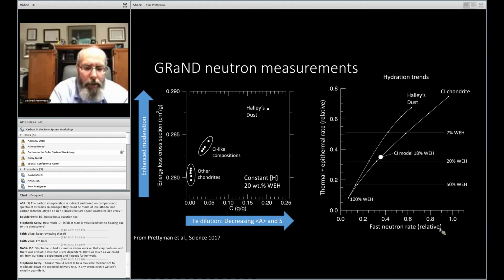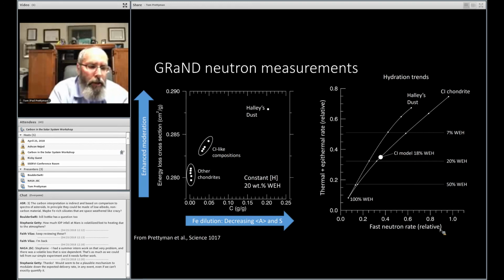So you expect a suppression in epithermal and fast neutron fluxes. However, at the same time, as you add carbon to these materials, you decrease iron, and you decrease the effective atomic mass, and therefore you decrease production. And that's another way in which fast neutrons or epithermal neutrons would decrease. So we have to turn to our models, and on the right we have a plot of thermal plus epithermal counts simulated for GRAND versus fast neutron counts.